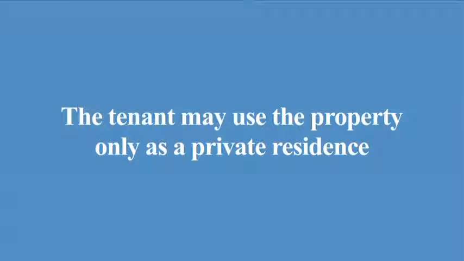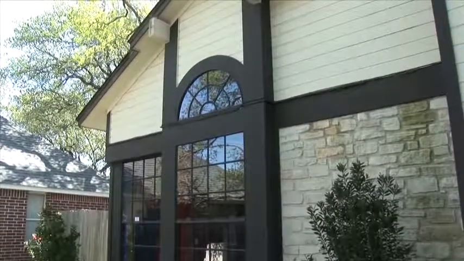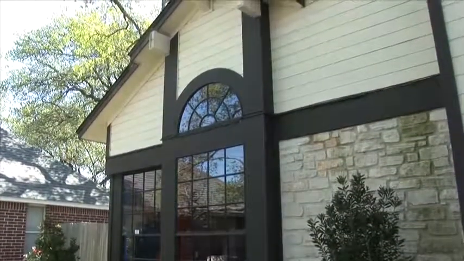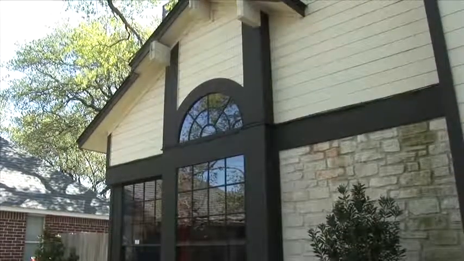Paragraph 12, use and occupancy. This paragraph covers the permitted use of the property and the persons permitted to reside on the property. The tenant may use the property only as a private residence. All other uses are prohibited. The tenant must disclose the names and ages of all occupants that will be permitted to reside on the property during the term of the lease.